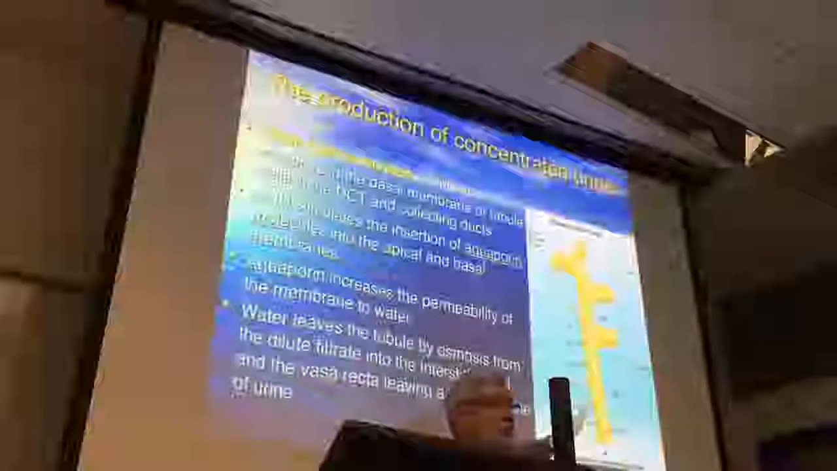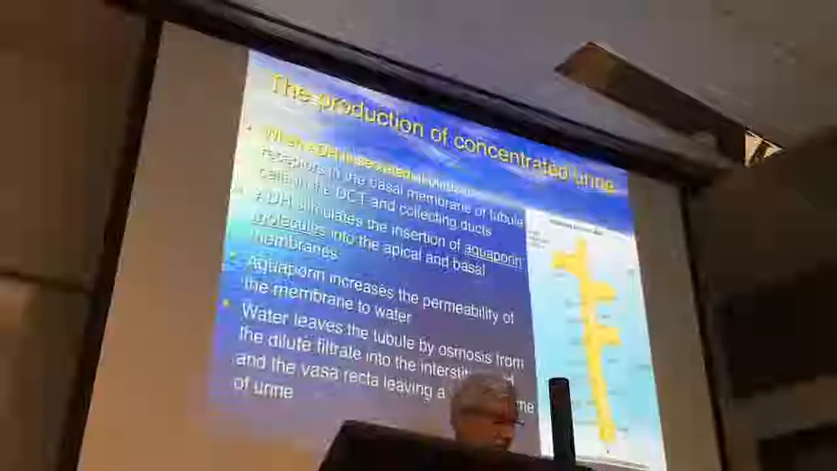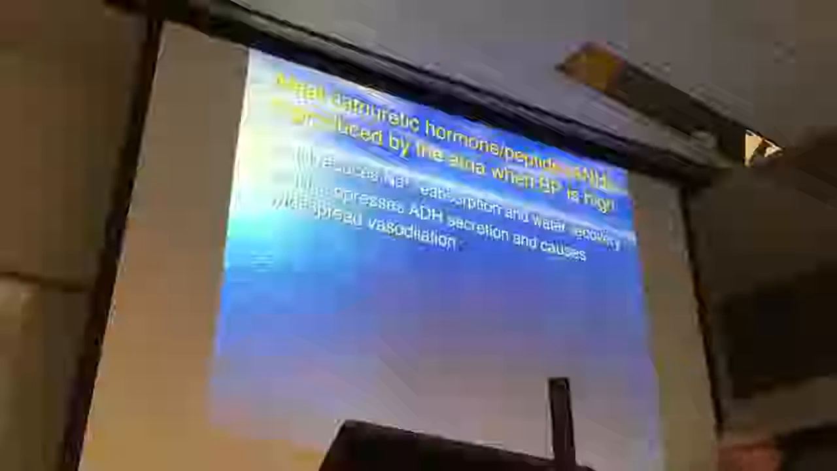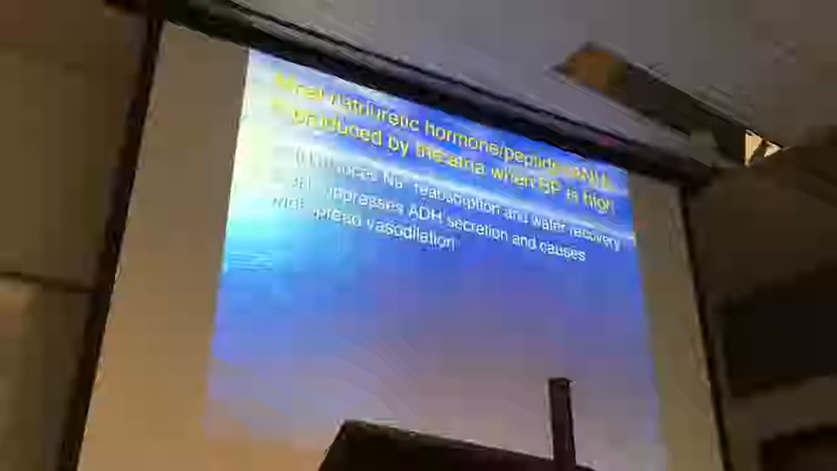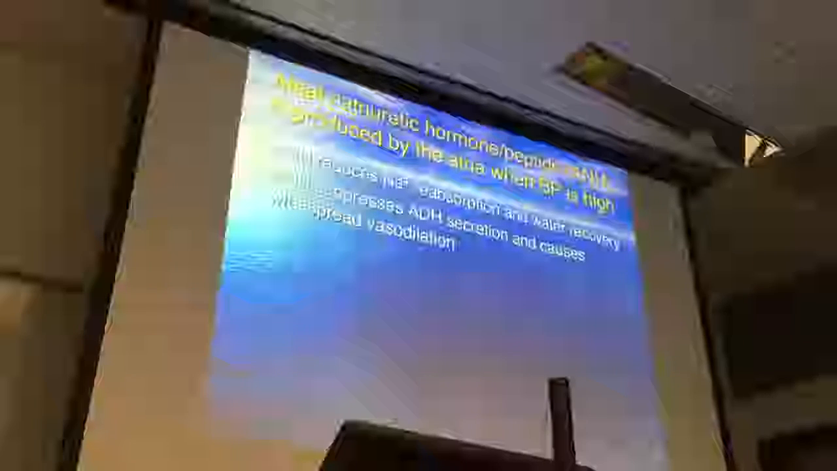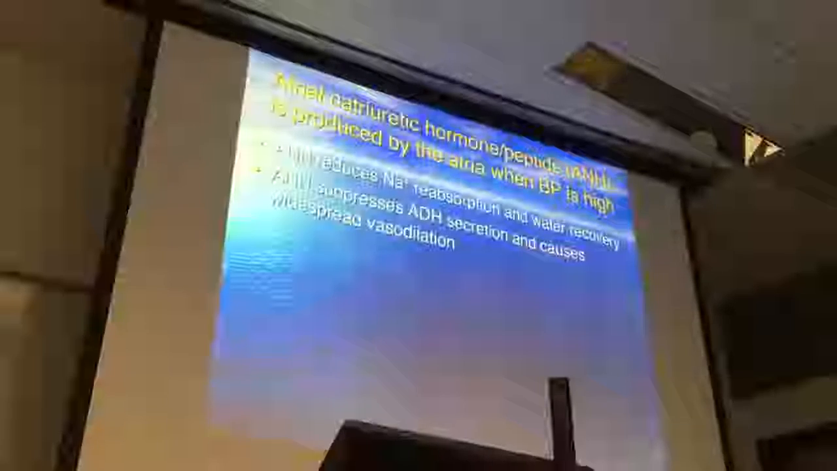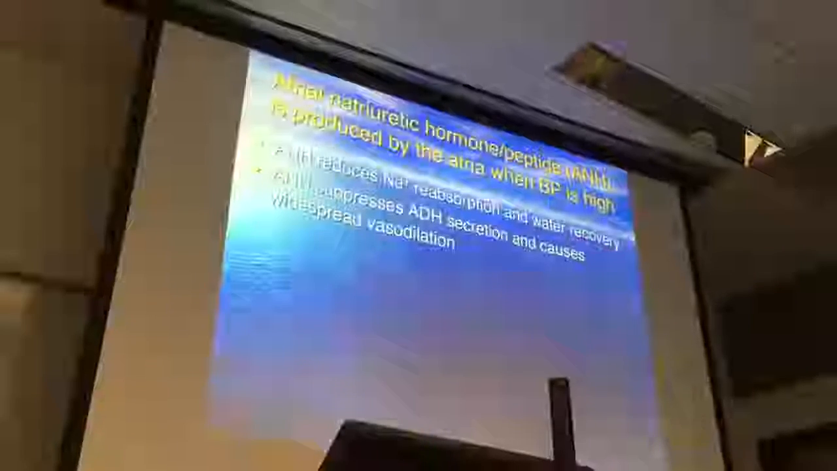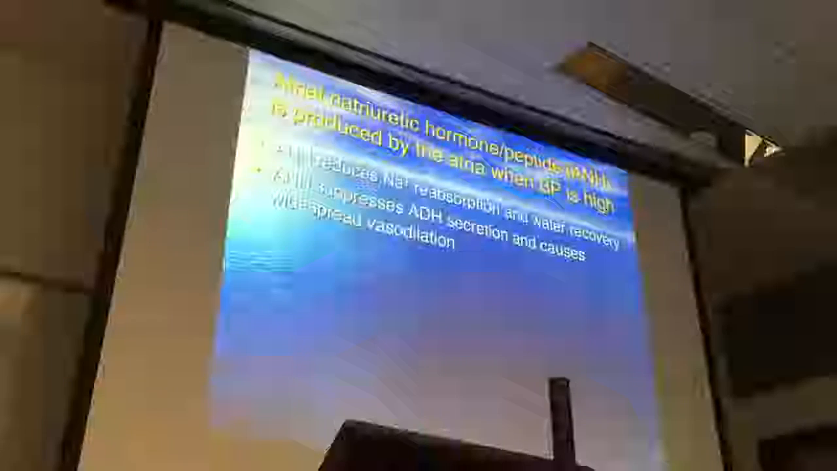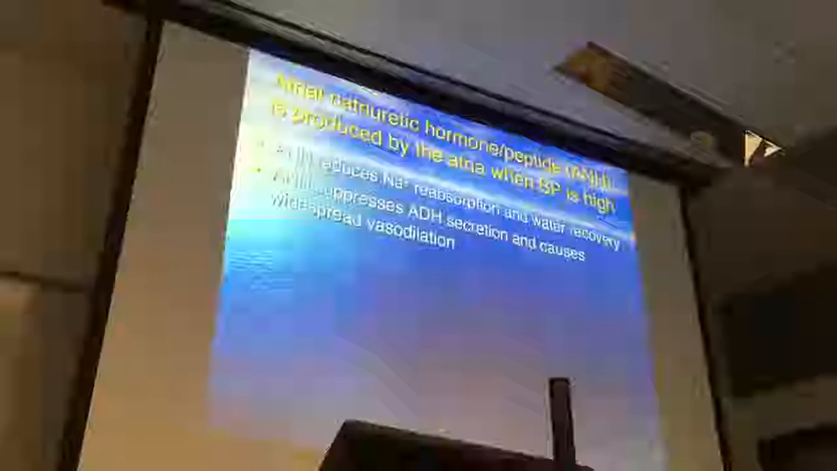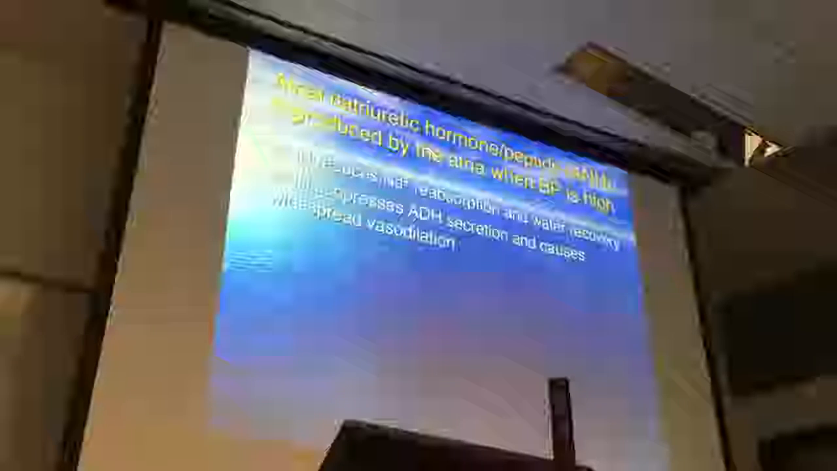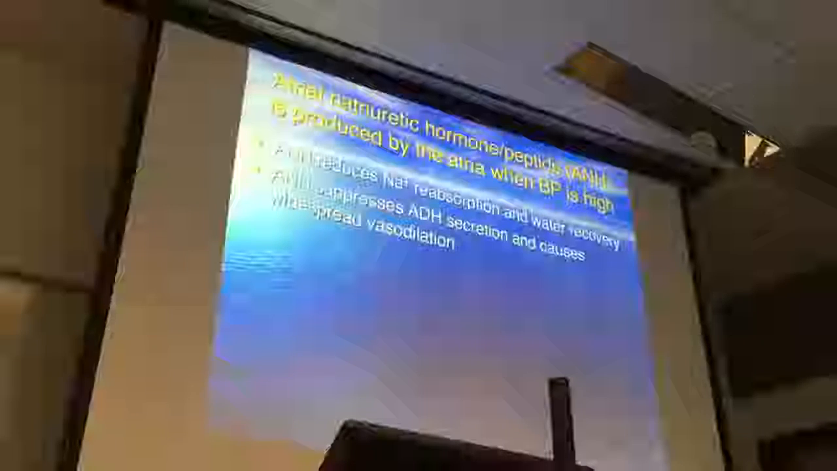What happens if your blood pressure is high? Well, that's the next slide. Okay? If your blood pressure is high, you're going to secrete atrial natriuretic hormone or peptide. And it does reduce sodium absorption. It does reduce water recovery by reducing sodium reabsorption, but it totally suppresses ADH. Now, ADH is a small peptide hormone. It's lost from the blood quickly.